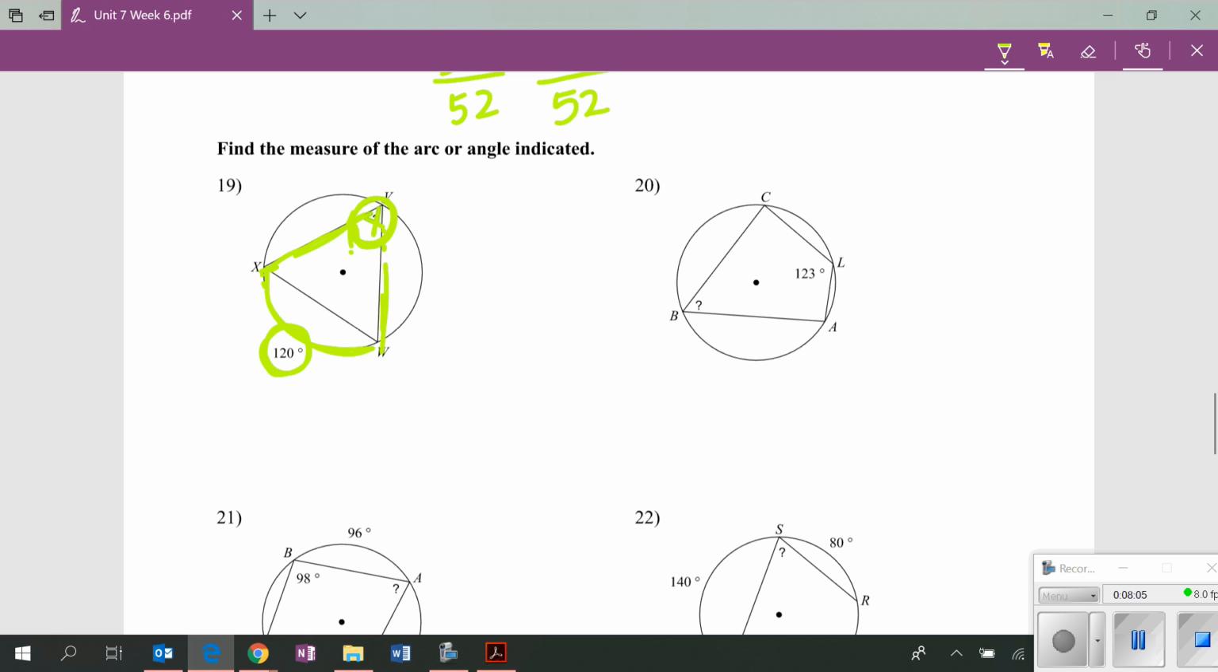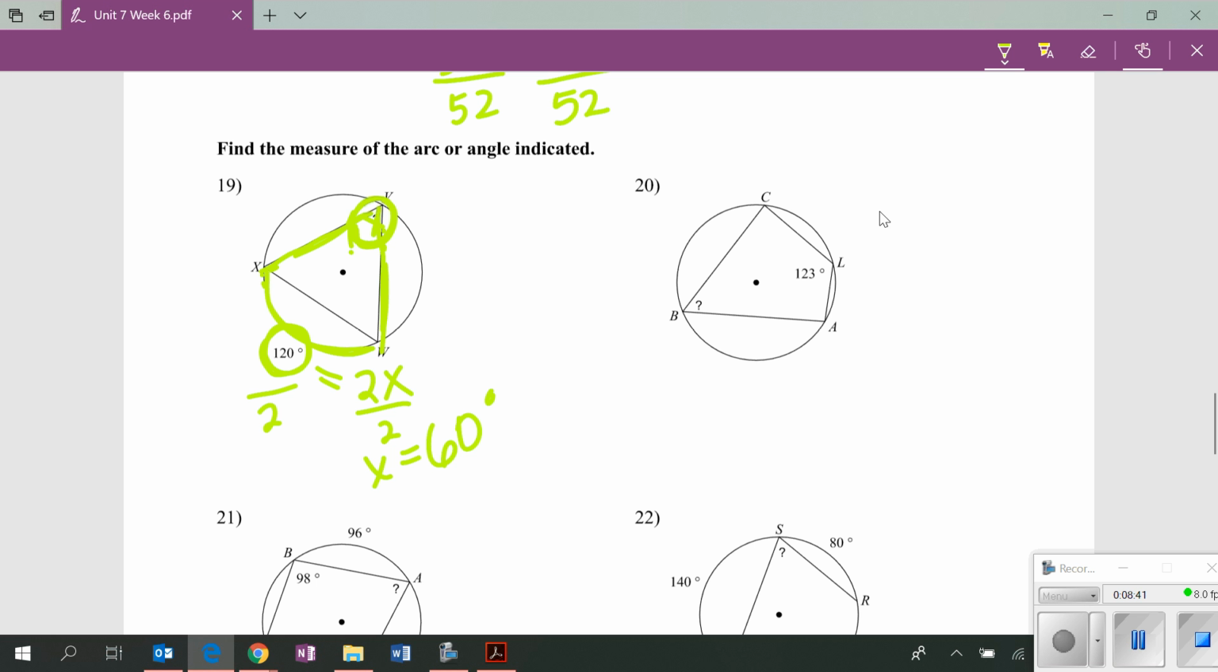Kind of like if you turn on a flashlight, that's kind of like all of the area that it's seeing. And 120 is going to be 2 times my inscribed angle. So I just have to take 120 divided by 2, and my inscribed angle is 60 degrees. Okay, that's all there is.